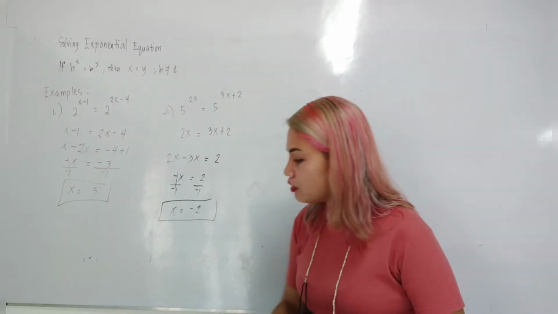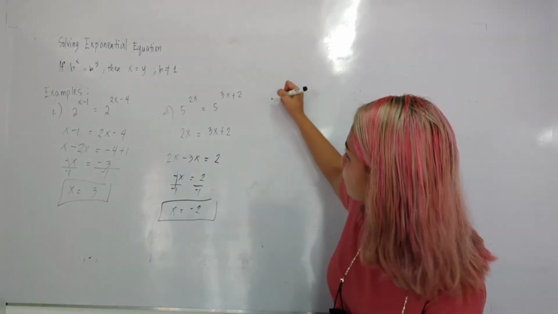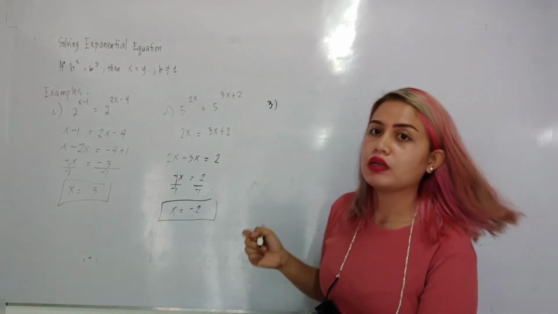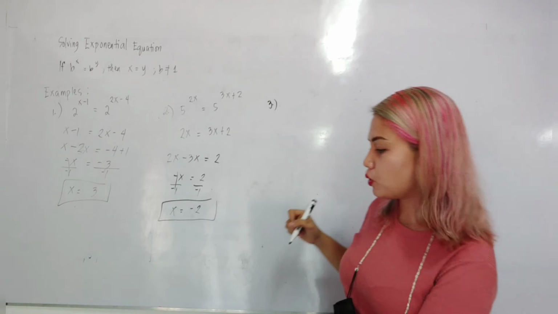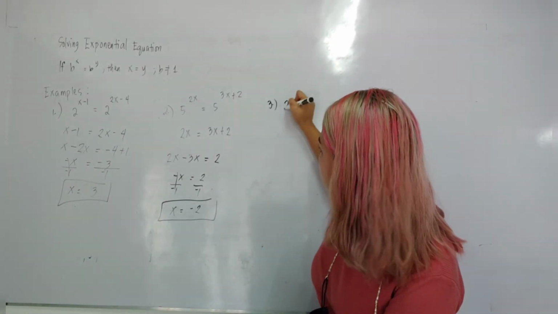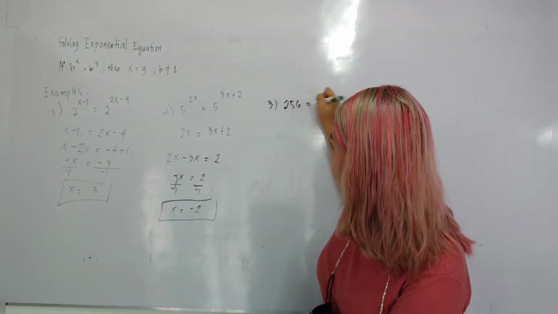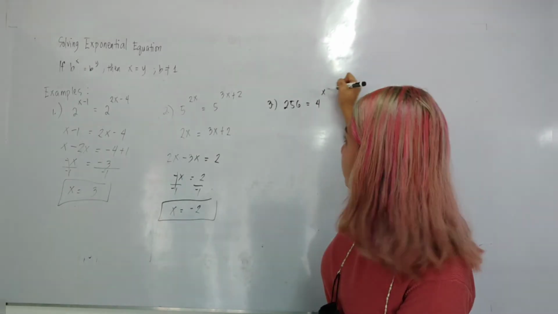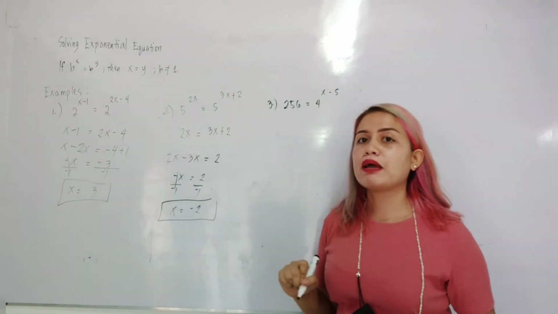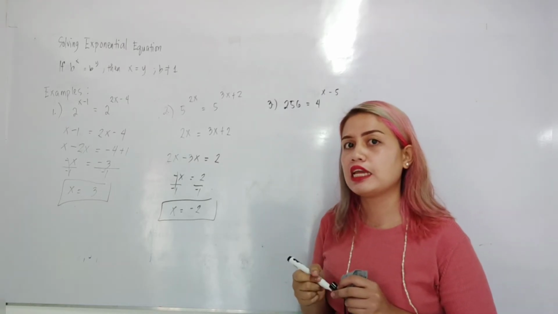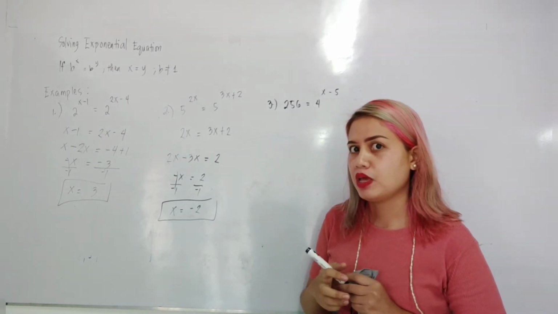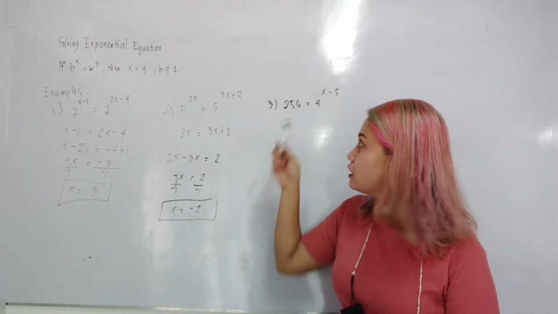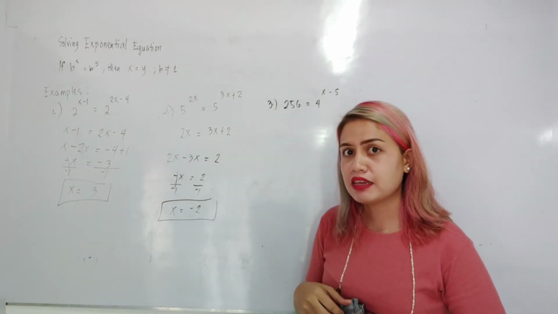So let's have another example. We have here 256 is equal to 4 to the power of x minus 5. So what have you noticed in example number 3? Do we have the same base in this given?